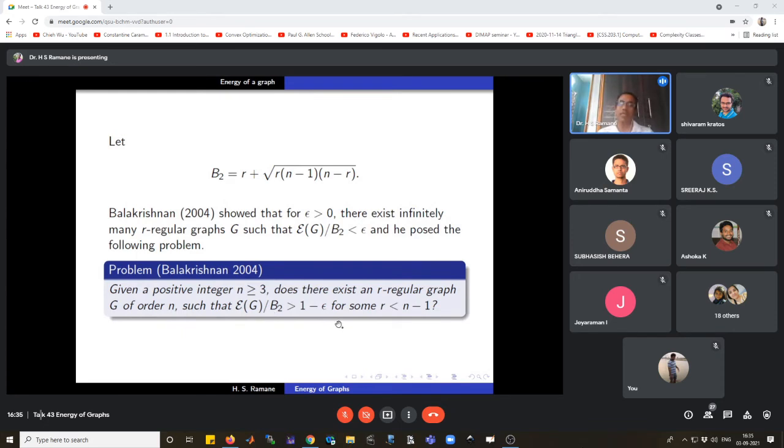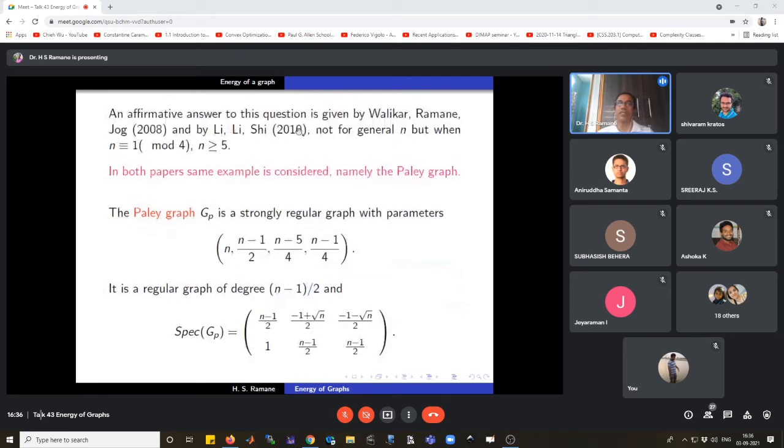Okay, this means whether there exist graphs such that the energy of G is always near to this. It is there far from this, but near to this, whether it is there. And the answer is yes. Such a graph is there, given by our group in 2008 as well as by BDC in 2010. We have given the graph, which is called the Paley graph.